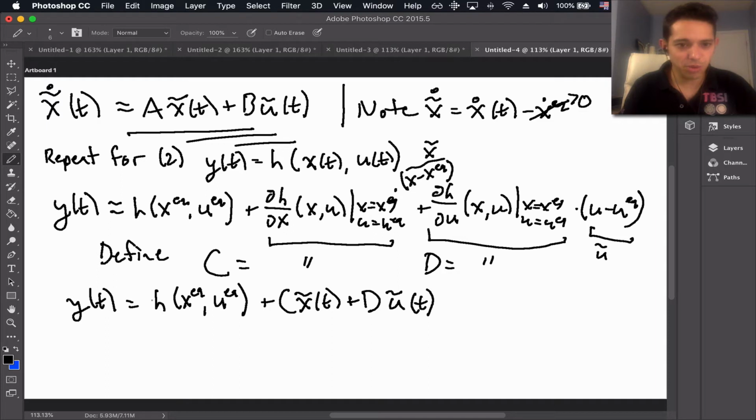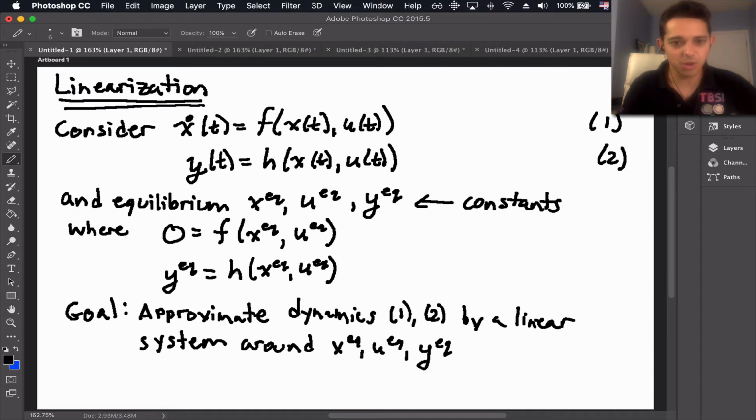Okay, now there's an important distinction compared to the state equation, and it's the following. If I look at the 0th order term, h evaluated at xeq and ueq, it in general is not 0. In fact, if we go back to the definition of the equilibrium, h evaluated at xeq and ueq is going to be yeq. It's just the equilibrium measured output.